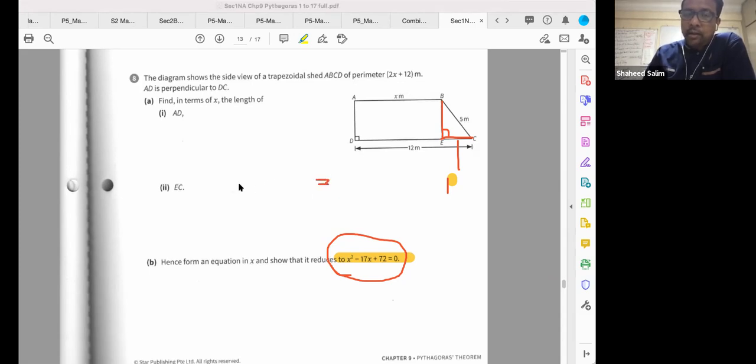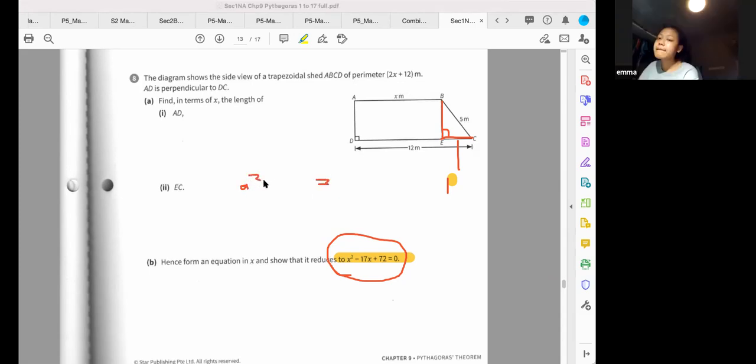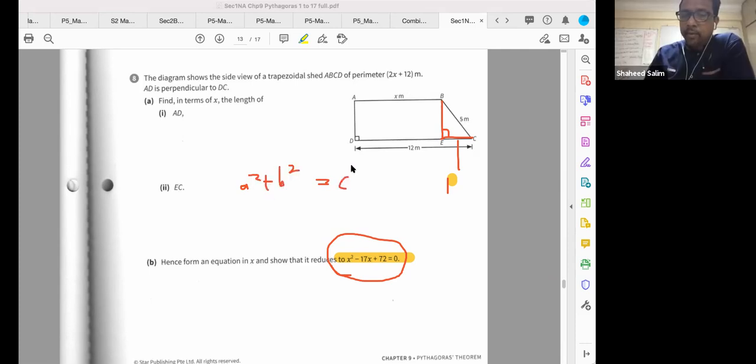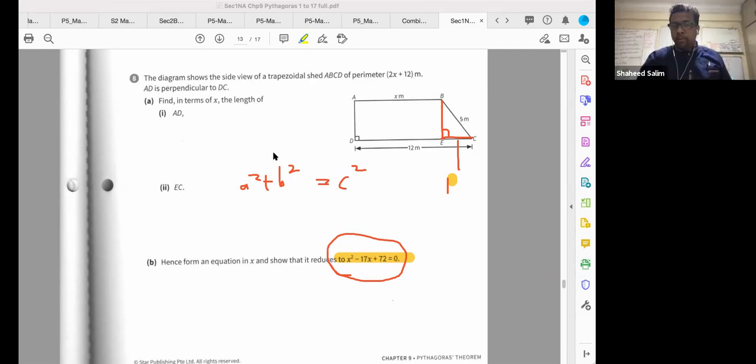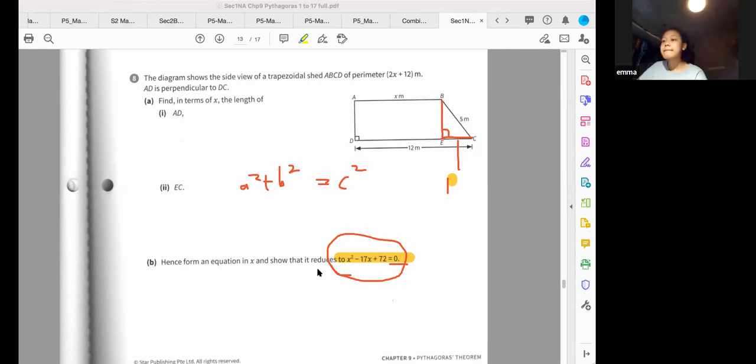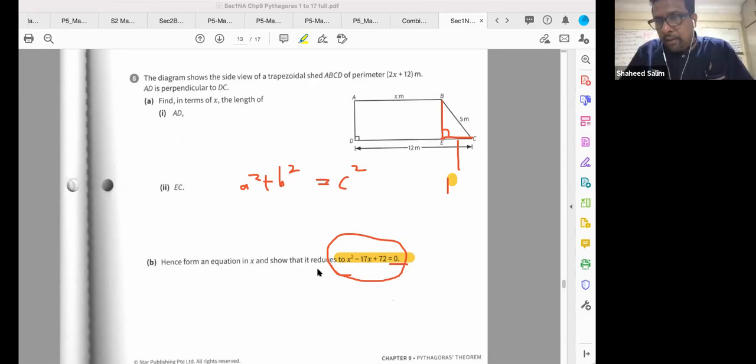Since you are learning this, a squared plus b squared equals c squared, so you substitute. This is your c squared. This is your a squared plus b squared. So you form like that. And then later you bring all the numbers here and leave this side 0. Do you get this equation? You get it?